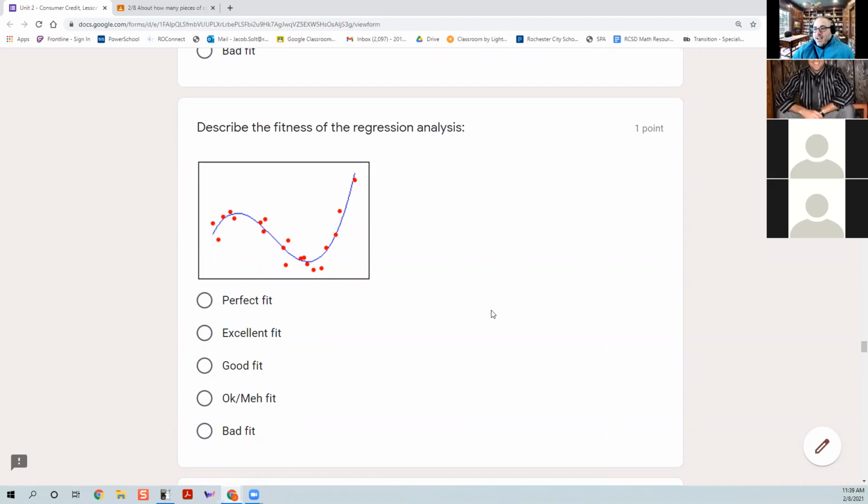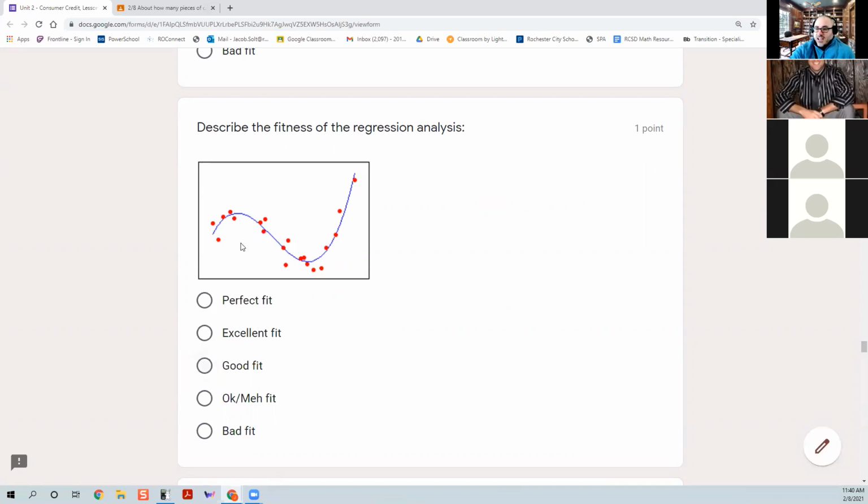Excellent. Yeah, I don't know. I mean, it's pretty good. I don't know if I would go with excellent because I do have some issues here. Like this little dot there has quite a lot of residual, but it's definitely good. I would say call it a good fit.